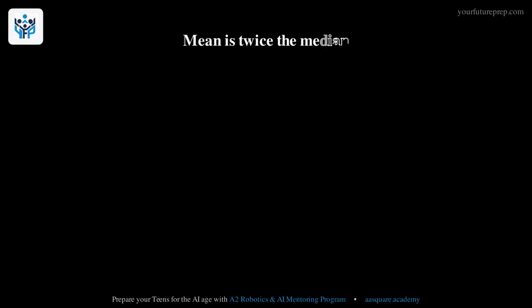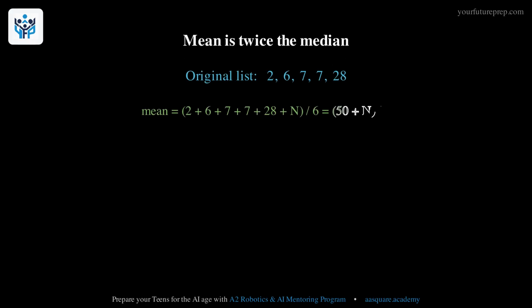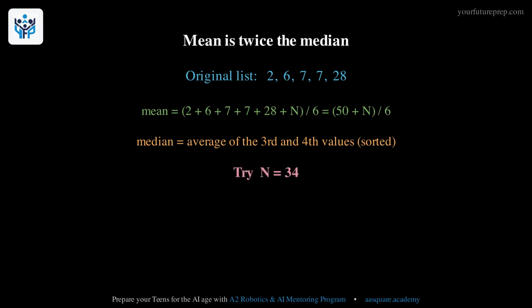After inserting n, the list has 6 numbers. The mean is the sum of all 6 divided by 6. The sum of the original 5 numbers is 50, so the mean is (50 plus n) all divided by 6. The median of 6 numbers is the average of the third and fourth values once the list is sorted. Let's test the largest choice.